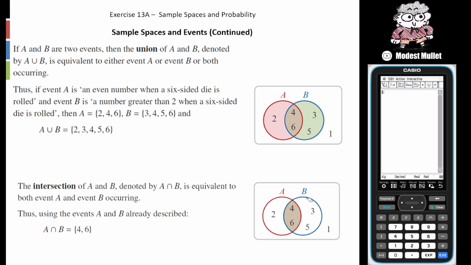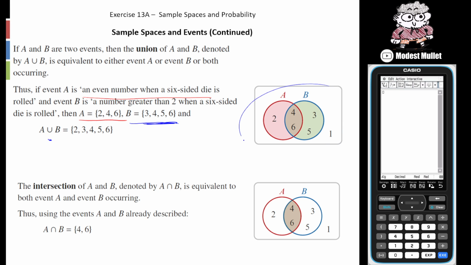A couple of things we've seen before that we can define is, say, if we have 2 events. So here we go. A is an even number when a 6-sided dice is rolled, so A is equal to 2, 4, 6, as we've got it written there. And then B is a number greater than 2 when a 6-sided dice is rolled, so B is 3, 4, 5, and 6. Now union, that's what this U symbol here is, is equivalent to either event A or event B, or both. So it's one, the other, or both.